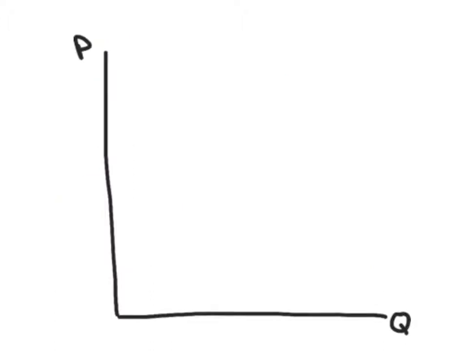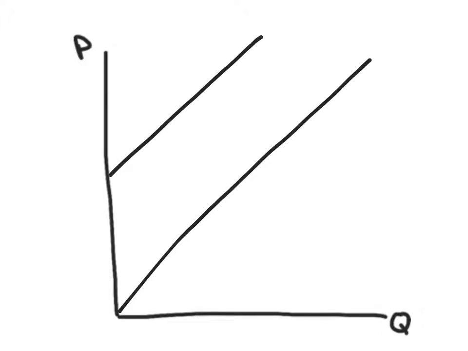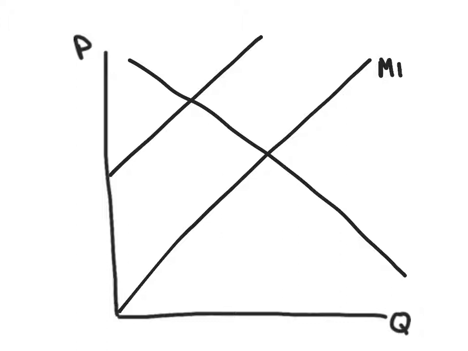Okay, so when graphing a negative externality, it's going to have two supply curves, and that's going to look like this. And it's going to have one demand curve. Now these two supply curves are your marginal private cost and your marginal social cost. And your demand curve is going to be your marginal social benefit.